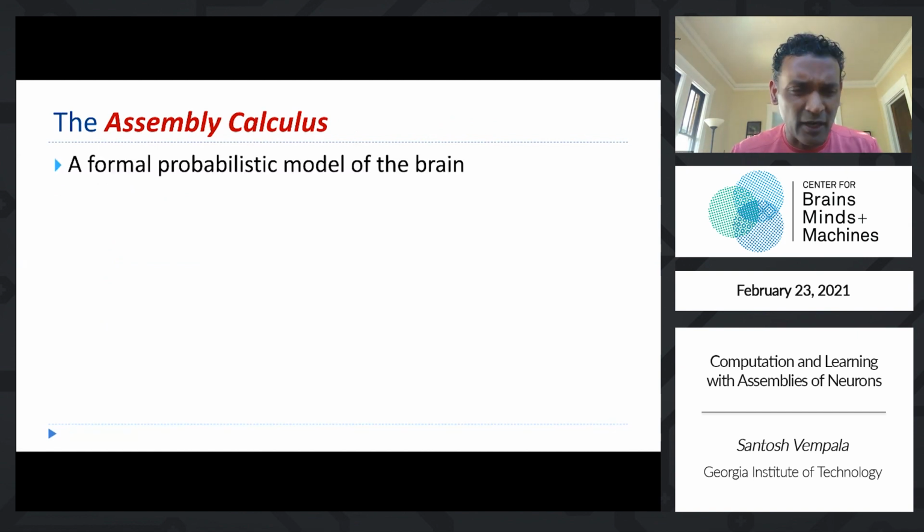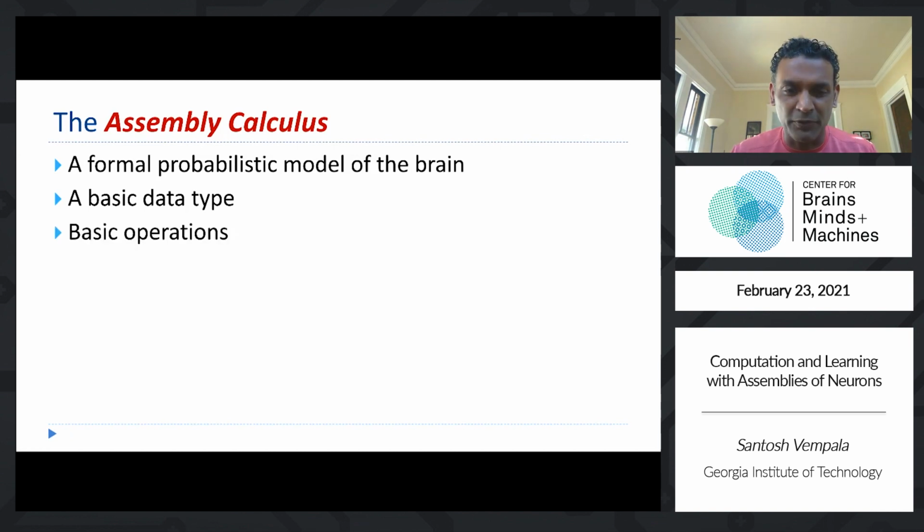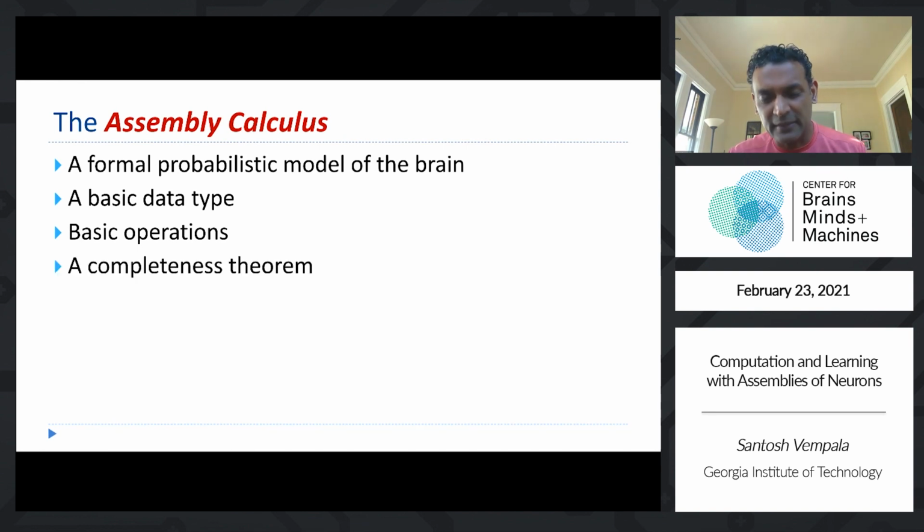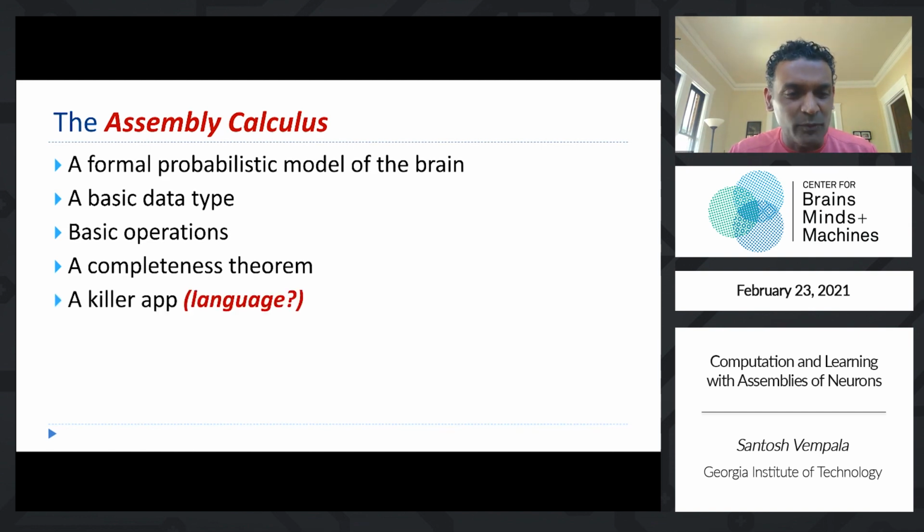This is our proposal, building on much work from the past. It's a formal probabilistic model of the brain. First of all, it's going to be precise enough that you can reason about it, and a theoretician can argue what will happen, and so on. It will have a single basic data type. It'll have a handful of operations that you can do, so primitives, and it'll have a completeness theorem. So you'll be able to say that using this, you can actually simulate interesting computation. And finally, and this is certainly work in progress, we hope that it has a killer app, which hopefully is language. But this is early days for that.